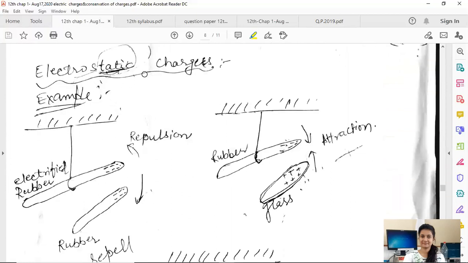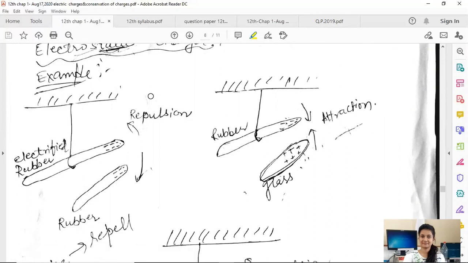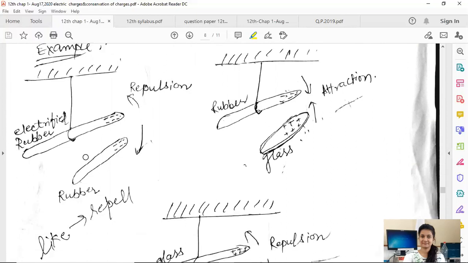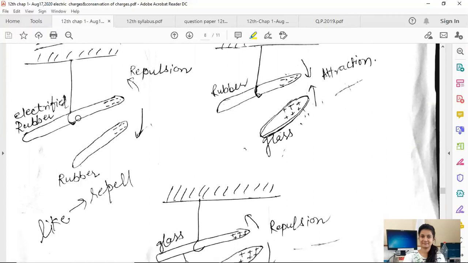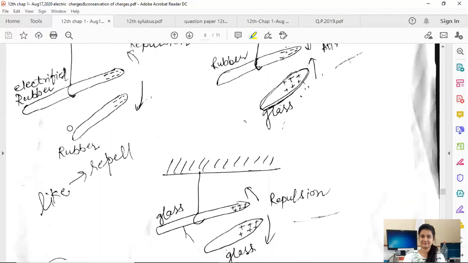An example of electrostatic charges: when you remove a polyester shirt, you have seen the sparks, and that is the cause of electrostatic charges. Another example: this is a rubber rod. When you rub this rubber rod with fur, the charges transfer from the fur to the rubber. And due to gain of electrons, this rubber rod is electrified with negative charge.